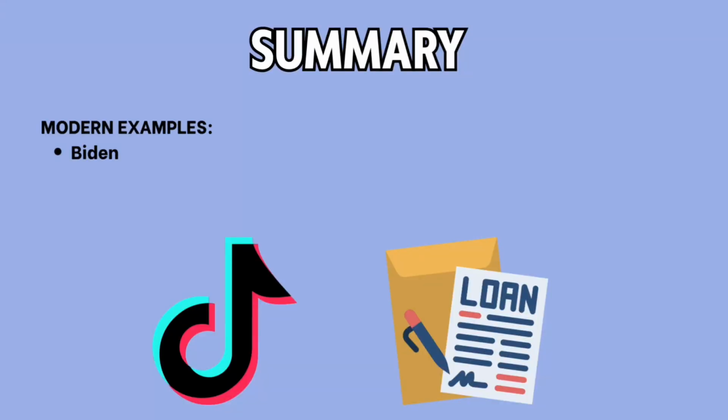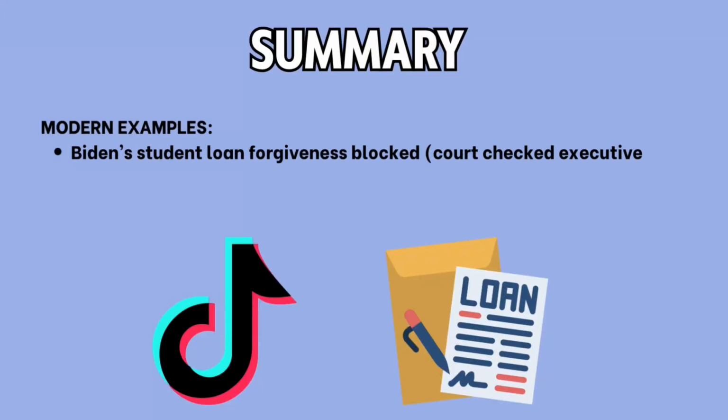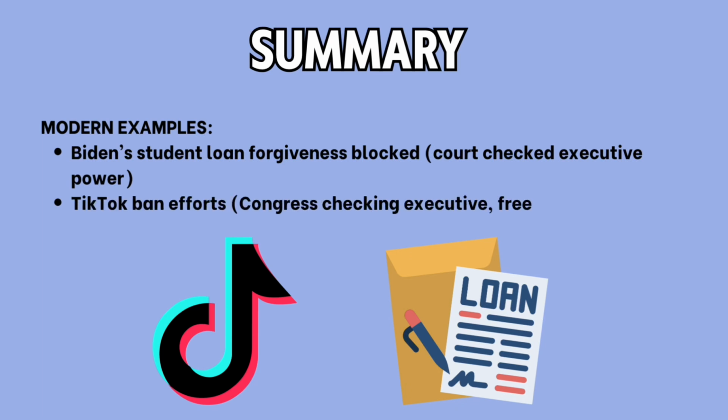And we even explored modern examples like Biden's student loan forgiveness plan being blocked in 2023, showing the Supreme Court's ability to check executive power. And lastly, the TikTok ban efforts where Congress is checking the president's authority while also raising concerns about free speech.